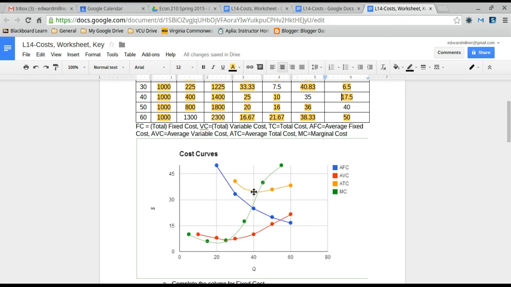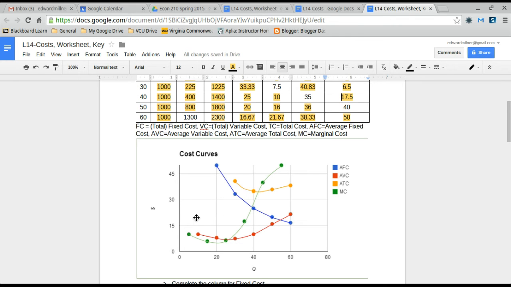When quantity rises to 40, the average total cost falls to 35. There's 35. When quantity goes to 50, it's a little bit higher. There's 36. And when quantity is 60, it goes up to 38.33. Again, the average total cost is a U-shaped curve. Its minimum is somewhere around 45 or something like that.